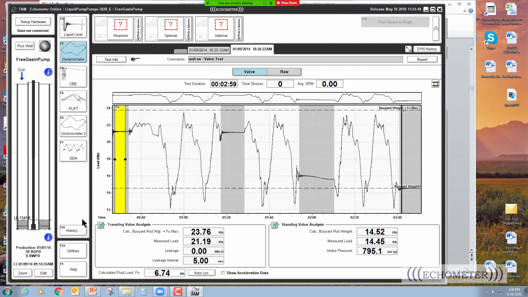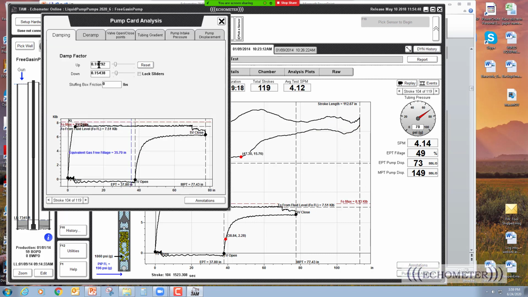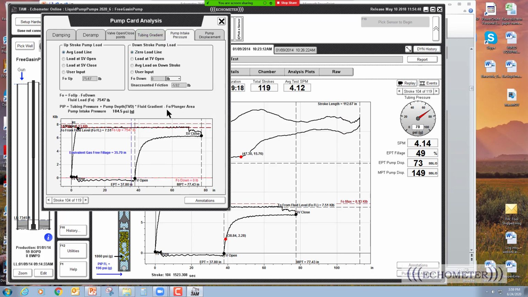So this example of free gas in the pump is, here's our example, and here's this FO from the fluid level, and we can argue about friction. Someone might say, well, that's friction, and that's friction right there. So what we could do is go into the pump card analysis and come to this screen right here, pump intake pressure, and notice if I pull this down and make the pump card not as tall, it means there's more gas going up the tubing.